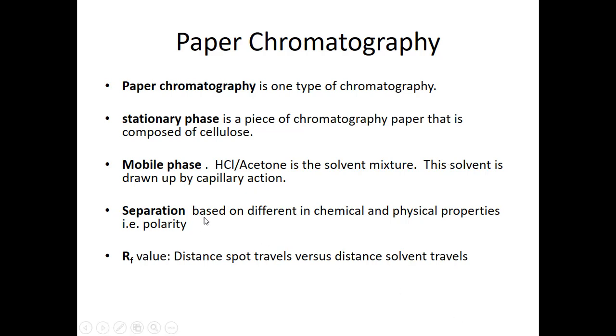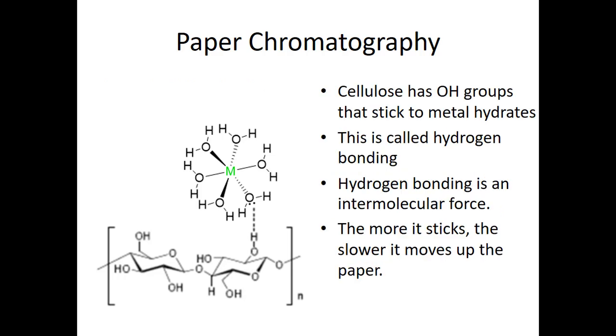And then you have the separation, which is in this case based on different chemical and physical properties. Sometimes it's polarity. In this case, it might be hydrogen bonding. It just depends on what the compound is that you're trying to separate. And then we're also going to look at calculating the RF value, which is just a simple calculation where you measure how far the solvent travels, you measure how far the spot traveled, and then you take the quotient of the two, and that'll give you what's called the RF or the retardation factor. And that's good for determining how well a compound adheres to your stationary phase.